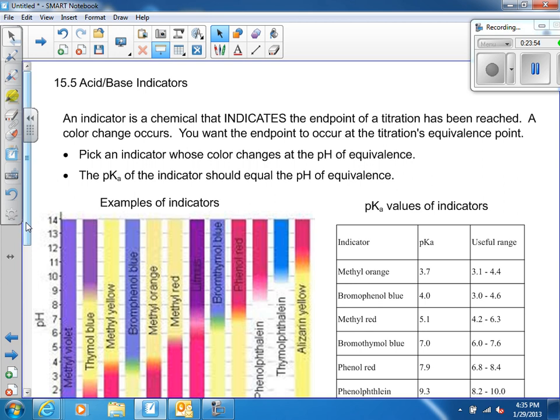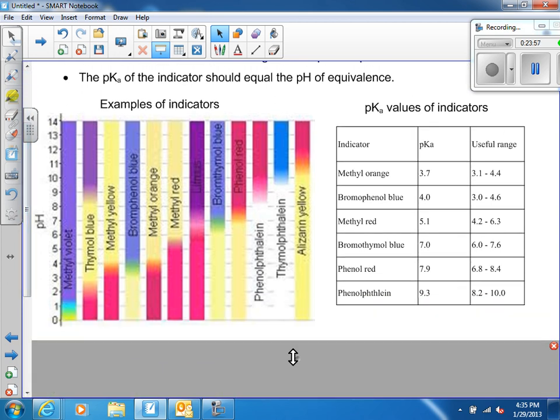So here's some examples of indicators and some pKa's. So we can look, for example, methyl violet is purple all the way down to pH approximately 1.5, and it's yellow down at 0, and it's sort of greenish right around pH 1. Thymol blue, pink at low pH, yellow at middle pHs, purple at high pHs. So just a whole bunch of different pH indicators, and here's the pH at which they change color. Here's another table of pKa values of indicators and the ranges where they are useful.